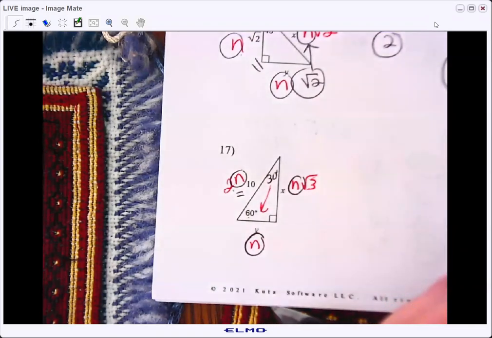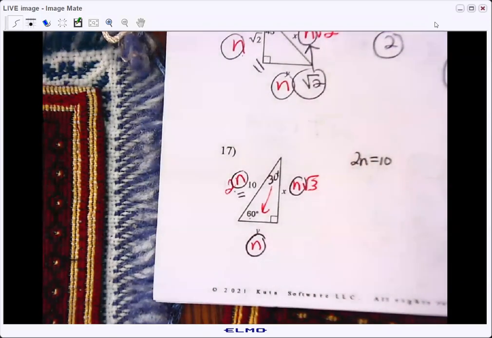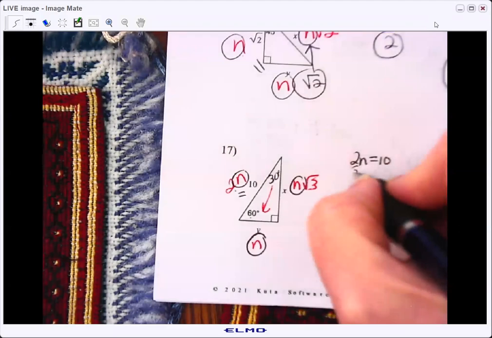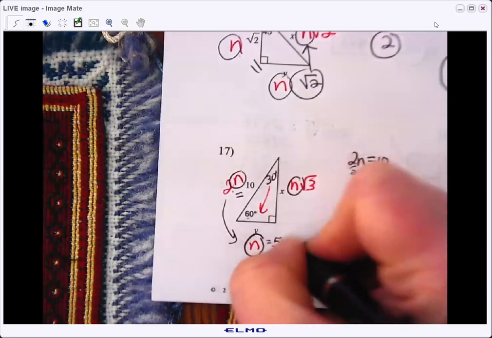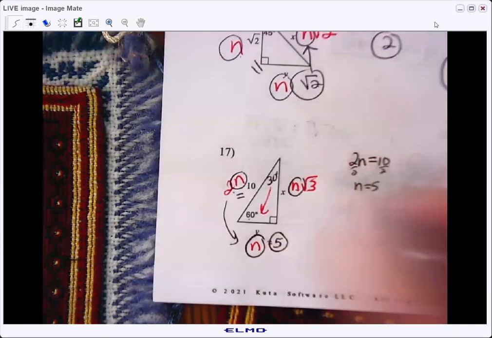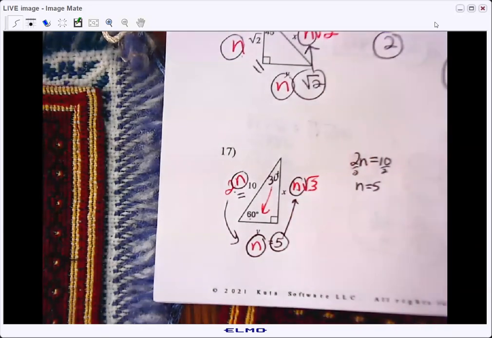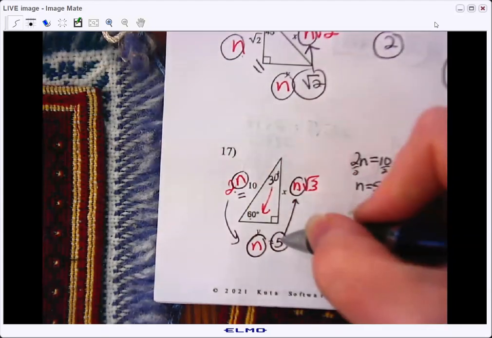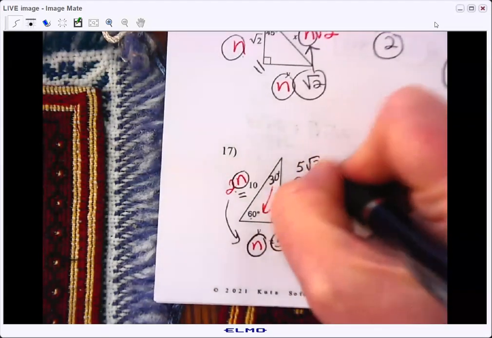Okay. So if I know 2n equals 10, then what does n have to be? Let me say it out loud. 5. If I divide both sides by 2, n equals 5. And what do I do with that 5 to find the long leg? You put 5 into n, so it's 5 square root 3. Perfect. And nicely said. You put the 5 in for n, and you put a root 3 next to it. So we end up with a 5 root 3, and you're done.